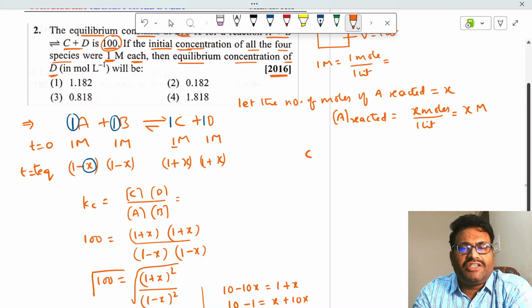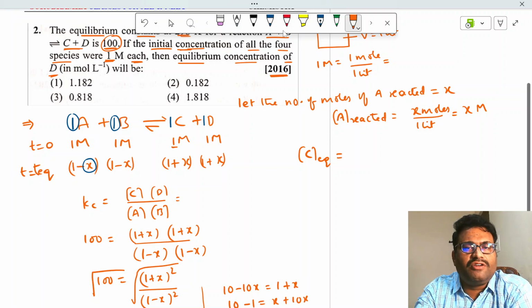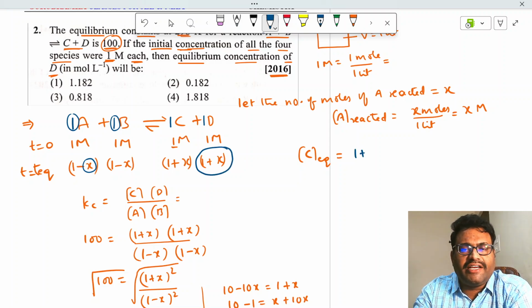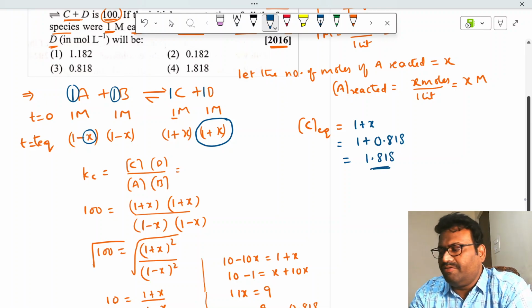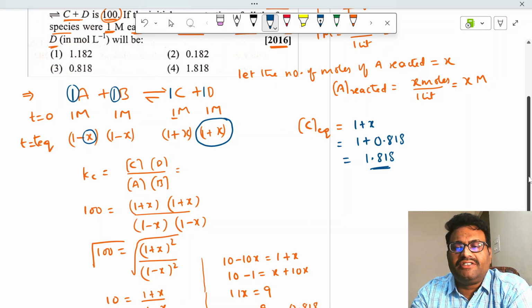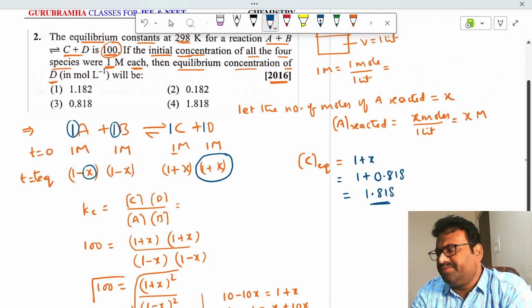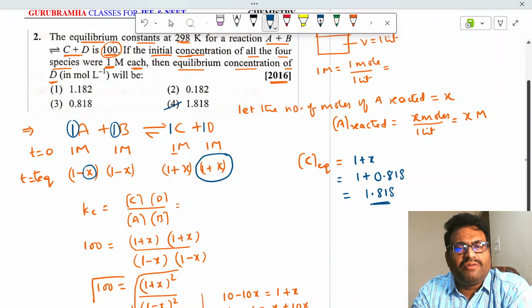So the concentration of D at equilibrium is how much? It is 1 plus x. So 1 plus x, we have calculated x as 0.818, so that is equal to 1.818. So what is the answer? The answer is 1.818. Understood?